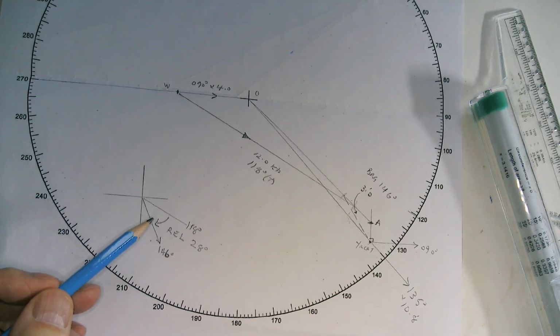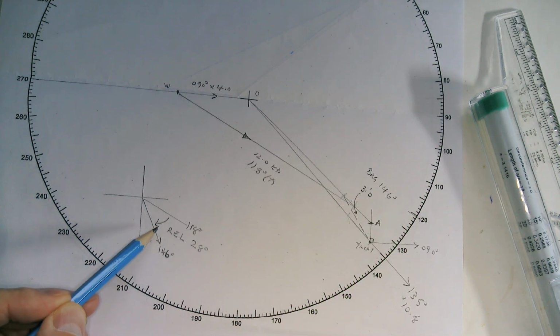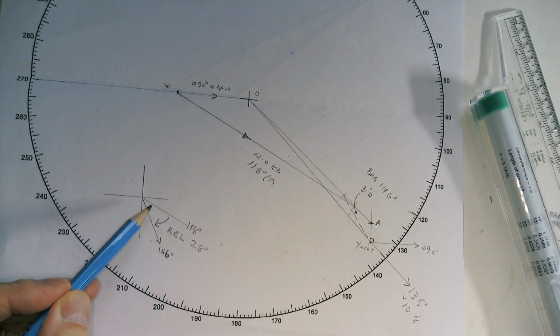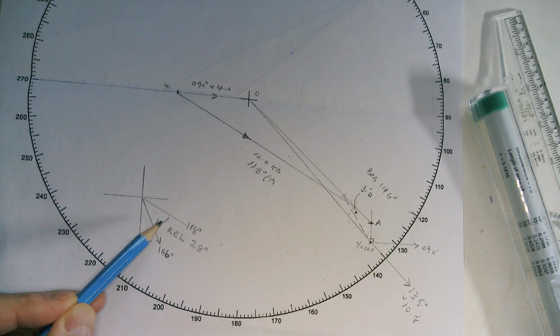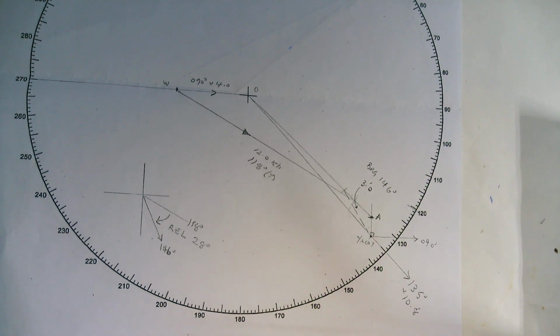Now we want it relative, so a relative bearing is always clockwise from your course, and our course is 118, so our relative bearing is going to be 28 degrees. So that's just a quick look at a typical rendezvous type question.